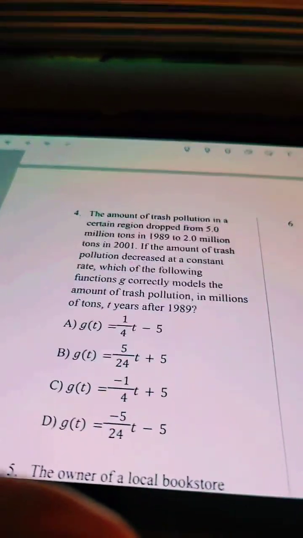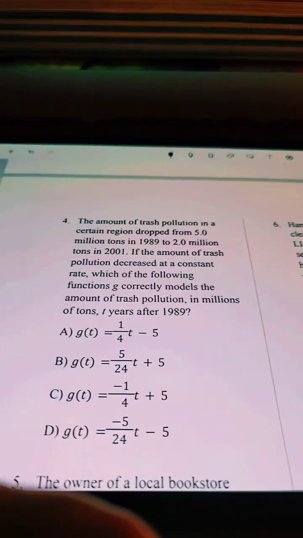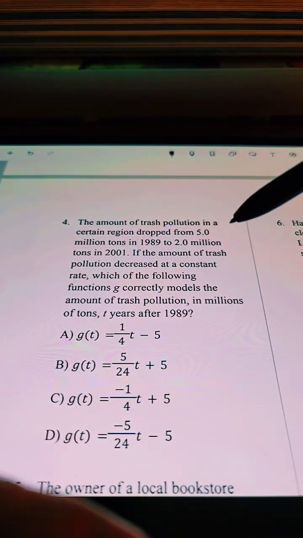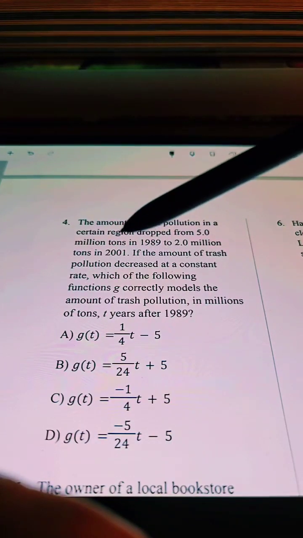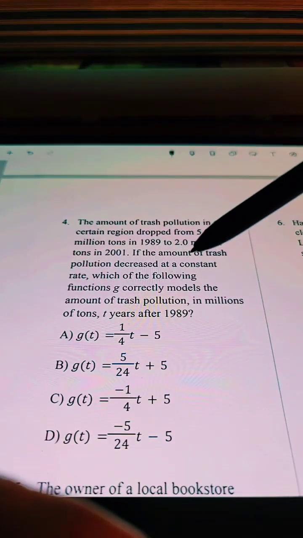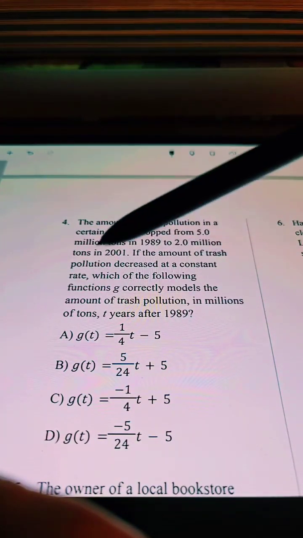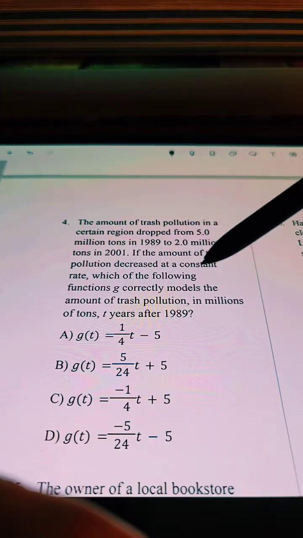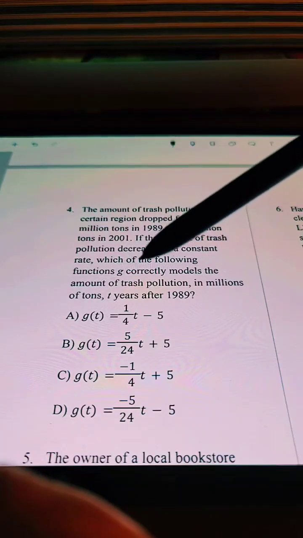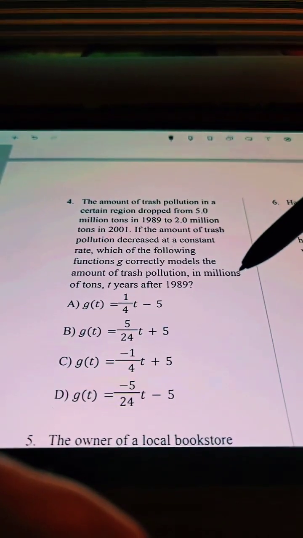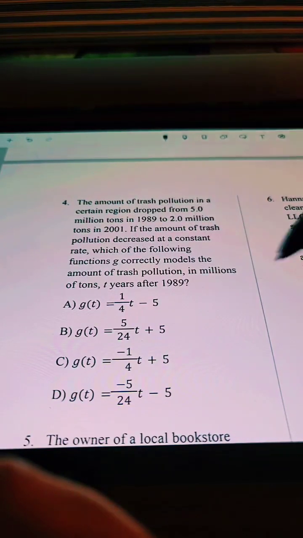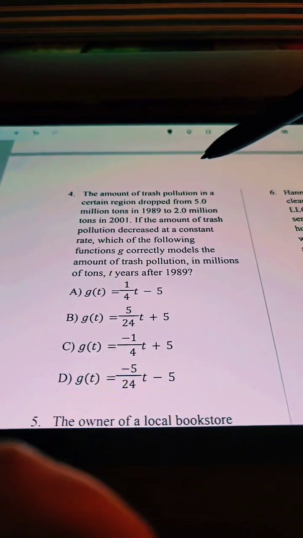So let's now go to number 4. So for number 4, it says the amount of trash pollution in a certain region dropped from 5 million tons in 1989 to 2 million tons in 2001. If the amount of trash pollution decreased at a constant rate, that's another thing that they like to use for slope, constant rate. Which of the following functions G correctly models the amount of trash pollution in millions of tons T years after 1989? So it's decreasing at a constant rate, so we should have a negative slope.